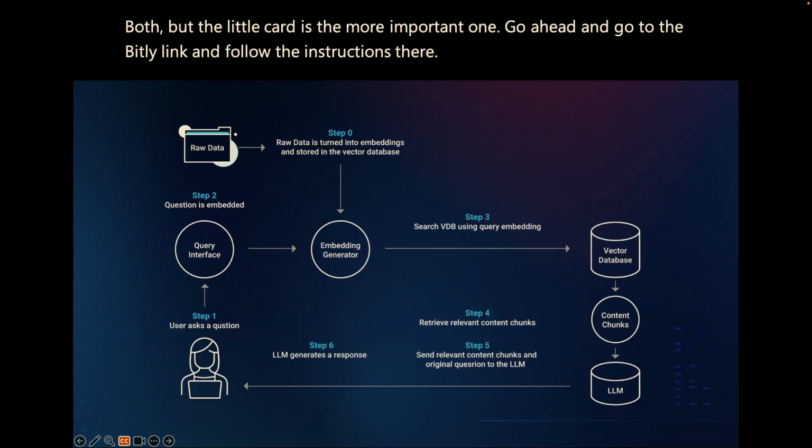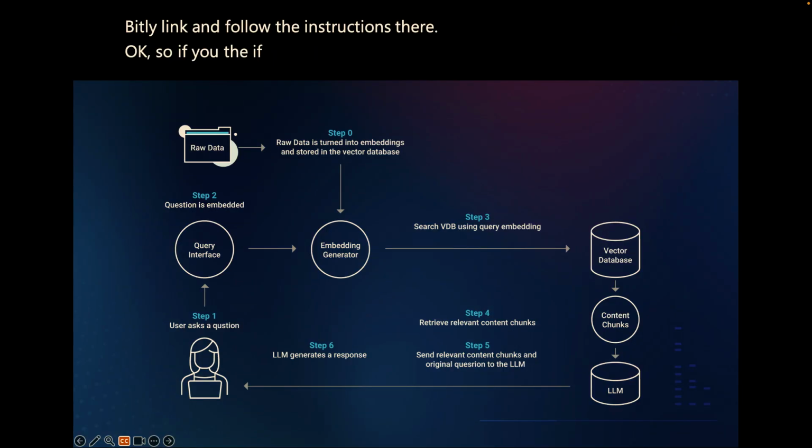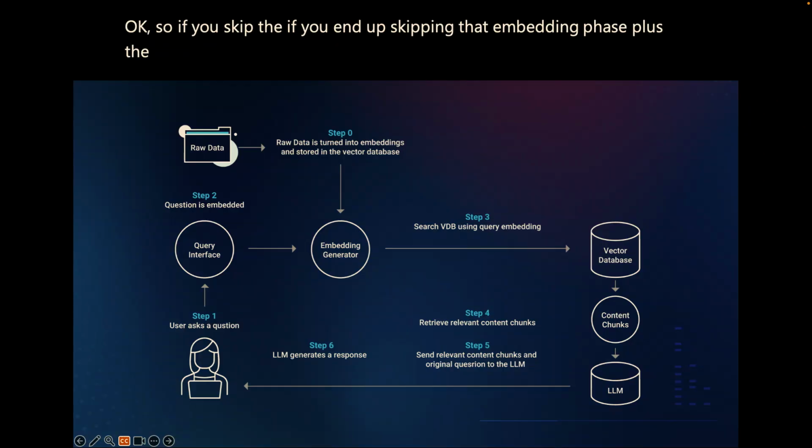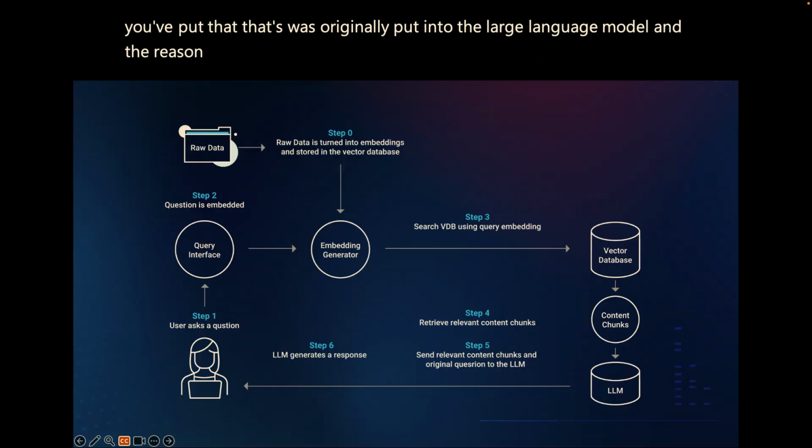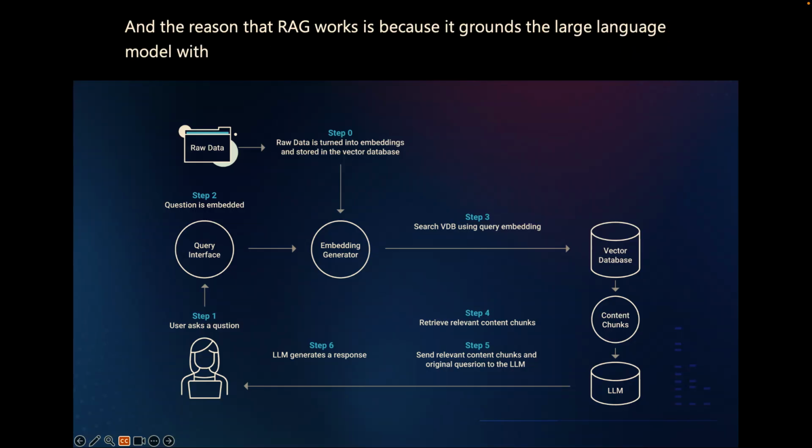Okay, so if you end up skipping that embedding phase plus the retrieval, the large language model can only deal with the stuff that was originally put into the large language model. And the reason that RAG works is because it grounds the large language model with retrieved relevant context, that input that you provide to the model.